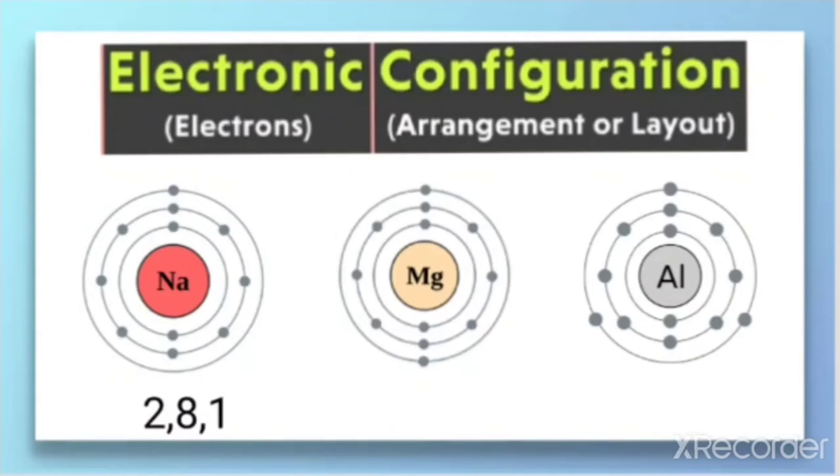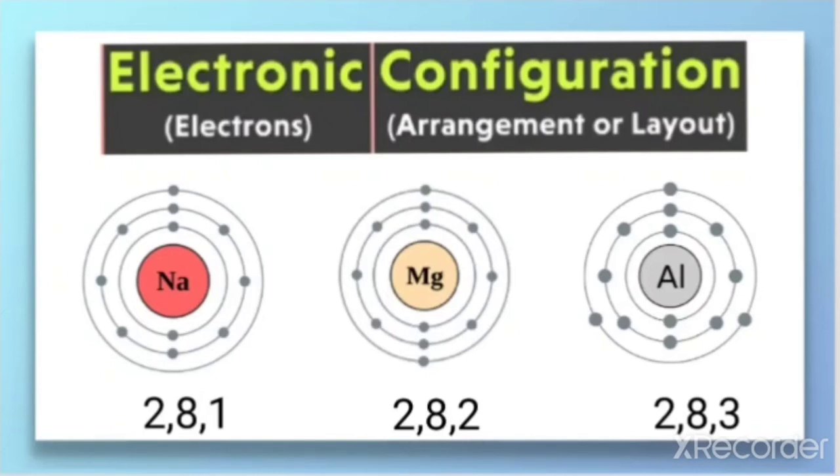Now tell me what will be the electronic configuration for magnesium. Look at the structure for magnesium. There are 2 electrons in the first shell, 8 electrons in the second, and in the third shell there are 2 electrons. So its electronic configuration is 2, 8, 2. For aluminium, when you find it out, it will be 2, 8, 3. So it is very simple to write the electronic configuration.